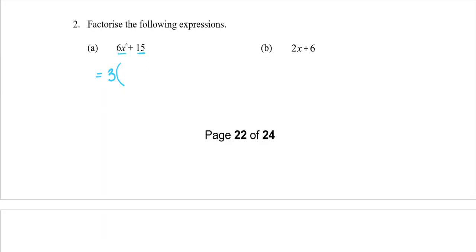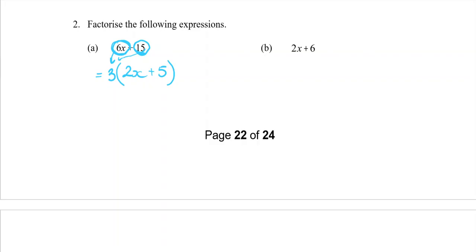Now look at the first term, the 6x, and you want to divide that by the 3. 6 divided by 3 is 2x, and that makes the first thing inside the bracket. Then we have the plus sign from our question, and then we want to take the 15 and divide that by the 3. 15 divided by 3 is 5. Then close the bracket and we're done.